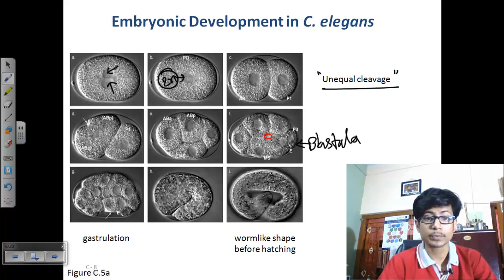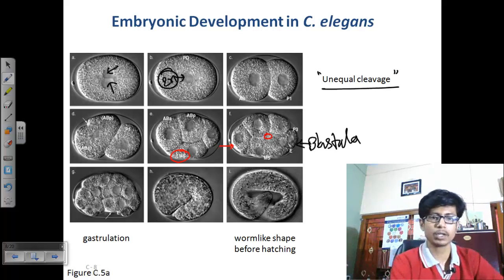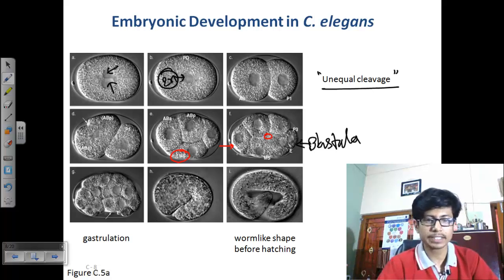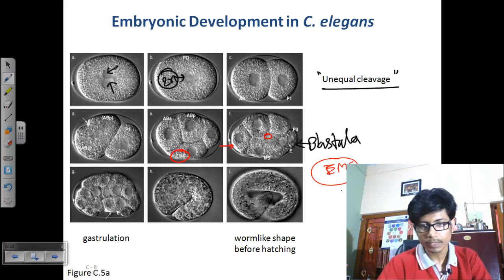And this is the blastula phase, where at the beginning of that phase, we have an EMS which contains all the three different cells. Now, after that, during the blastula phase and mid-blastula transition, that EMS differentiated into two different cell types. One is the E cell type, another one is MS.